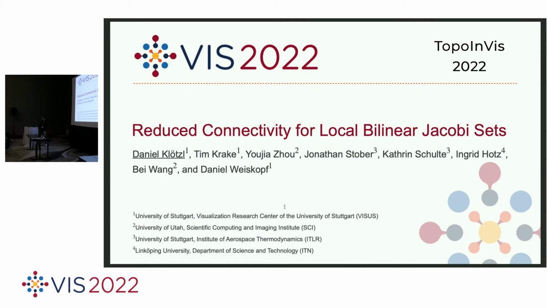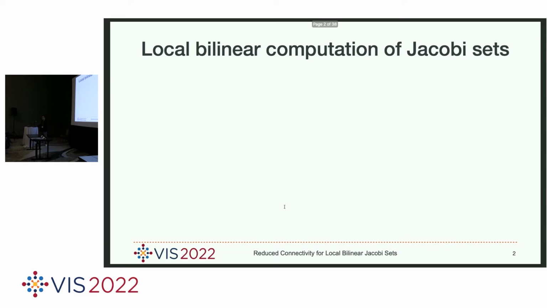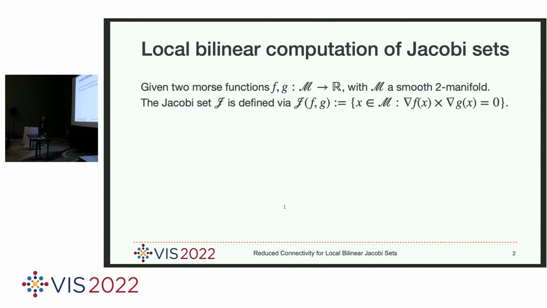So let's jump directly into it with the definition of Jacobi sets. The Jacobi set is a topological descriptor that captures gradient alignments among multiple Morse functions. In the two-dimensional case, it can be defined via the set of points x in M where the cross product of the gradients of f and g equals 0.